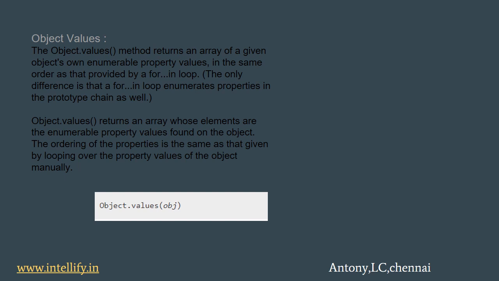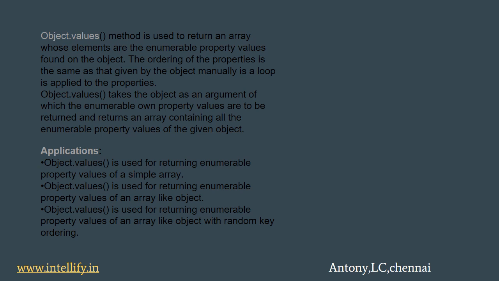The only difference is that a for...in loop enumerates properties in the prototype chain as well. Object.values returns an array whose elements are enumerable property values found on the object. The ordering of the properties is the same as that given by looping over the property values of the object manually. The Object.values method is used to return an array whose elements are the enumerable property values.